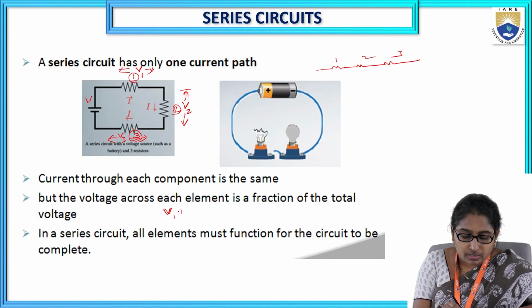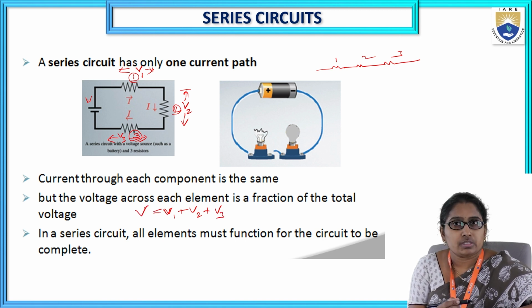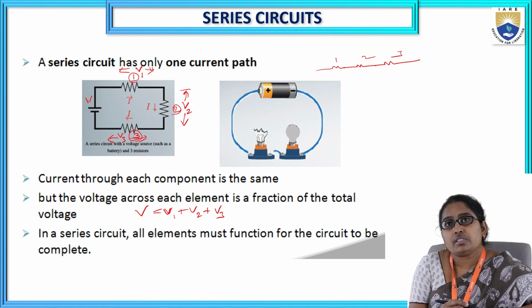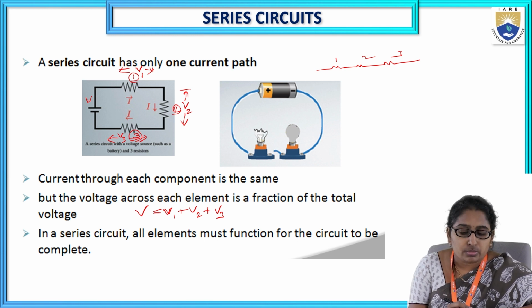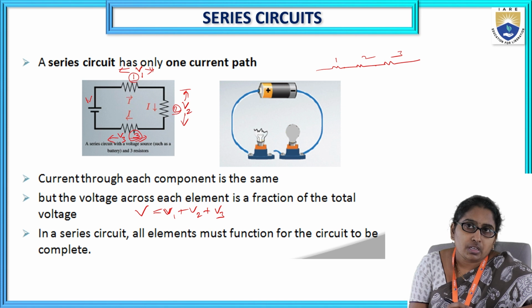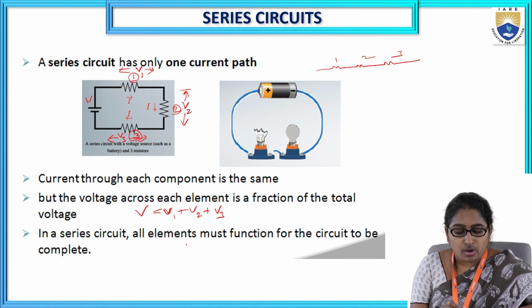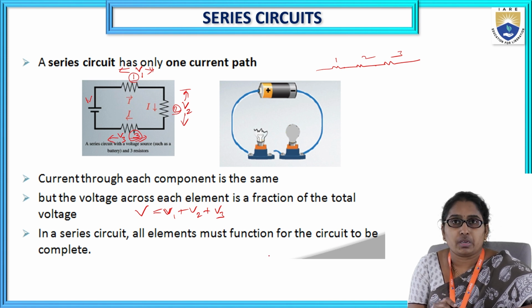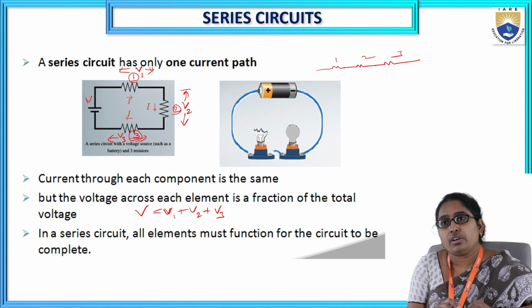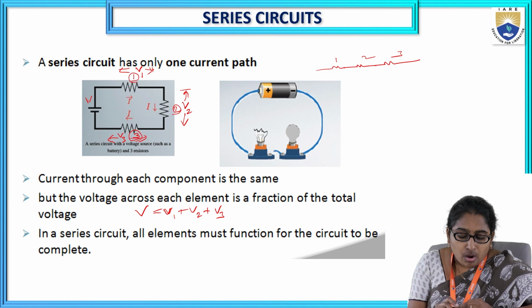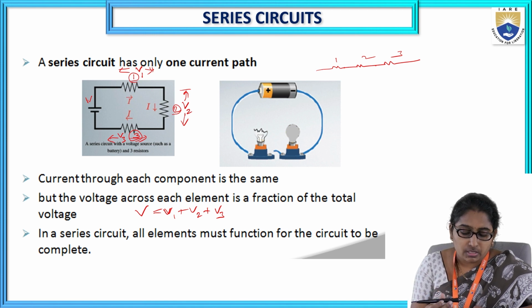The sum of all these three is equal to the total voltage. The sum of all the voltages in the circuit is equal to the total voltage. With 3 elements, there are 3 voltage drops, V1, V2, V3, and the sum of the three equals the total voltage. Last, they are telling us that in a series circuit all elements must function for the circuit to be complete. That means for the continuity of the current in a series circuit, all elements must work.